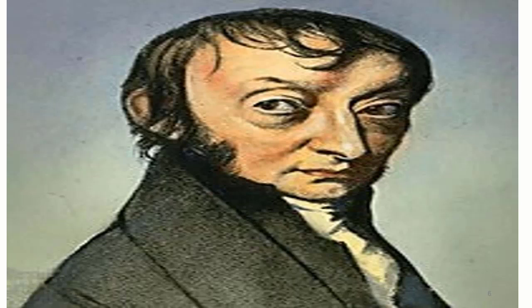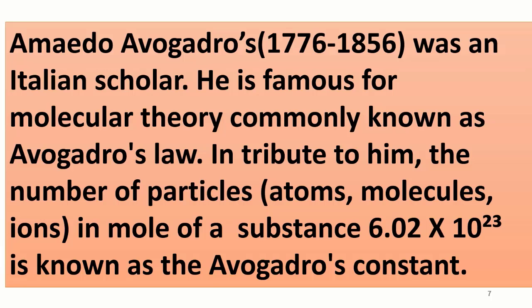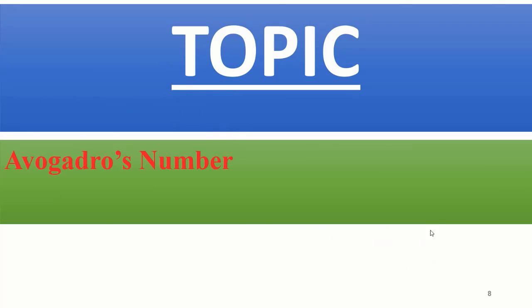Dear students, do you know whose picture is this? This is the picture of scientist Avogadro. Amedeo Avogadro was an Italian scholar and he is famous for molecular theory commonly known as Avogadro's law. So in tribute to him, the number of particles means atoms, molecules, ions in 1 mole of a substance, 6.02 into 10 raised to power 23, is known as Avogadro's constant. So our today's topic is Avogadro's number.